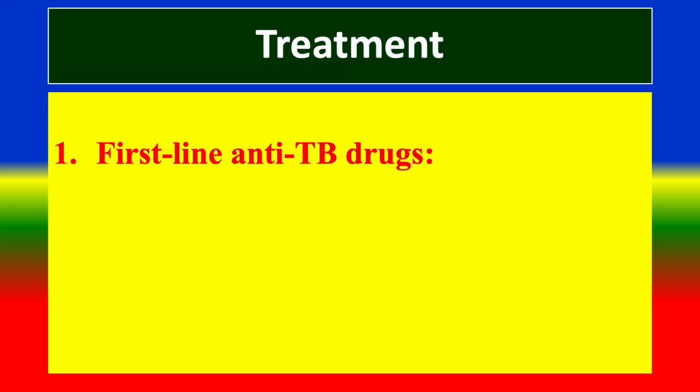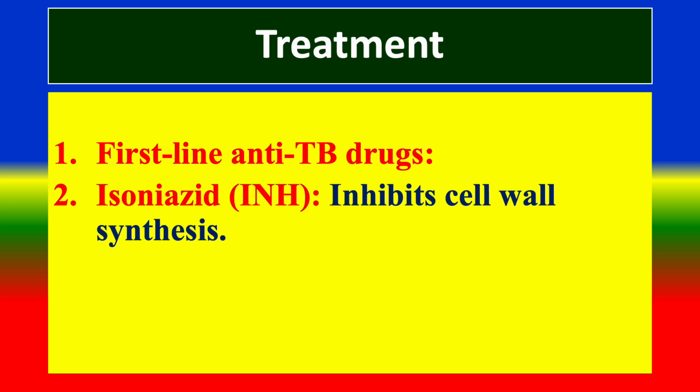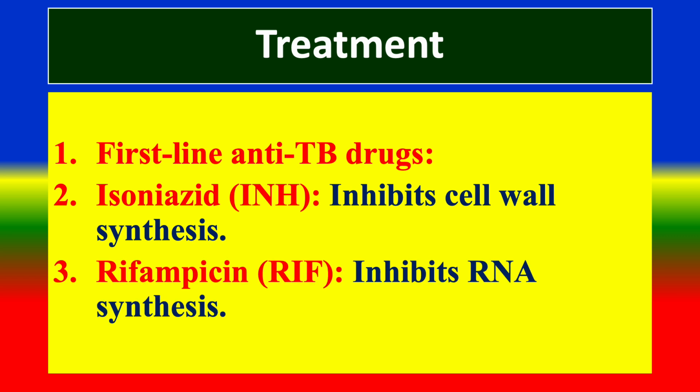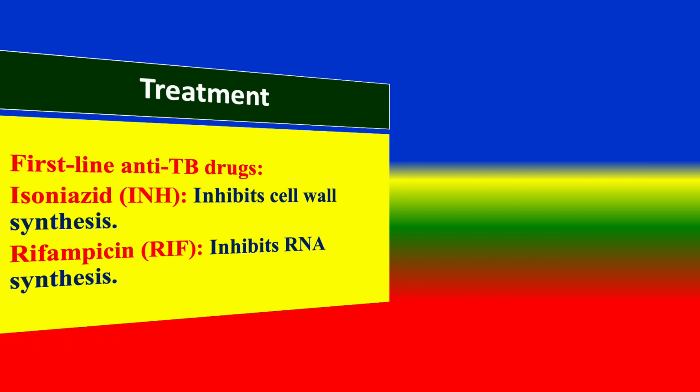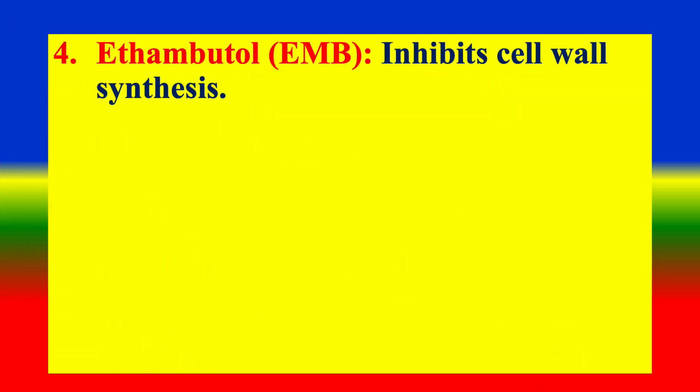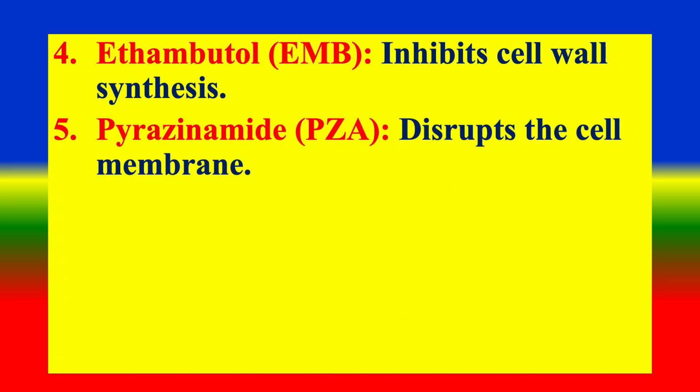Treatment. 1. First-line anti-TB drugs. 2. Isoniazid (INH) inhibits cell wall synthesis. 3. Rifampicin (RIF) inhibits RNA synthesis. 4. Ethambutol (EMB) inhibits cell wall synthesis. 5. Pyrazinamide (PZA) disturbs the cell membranes.